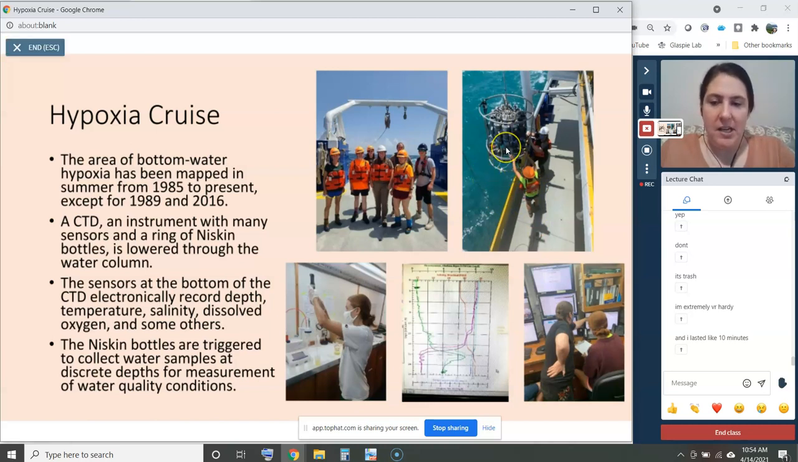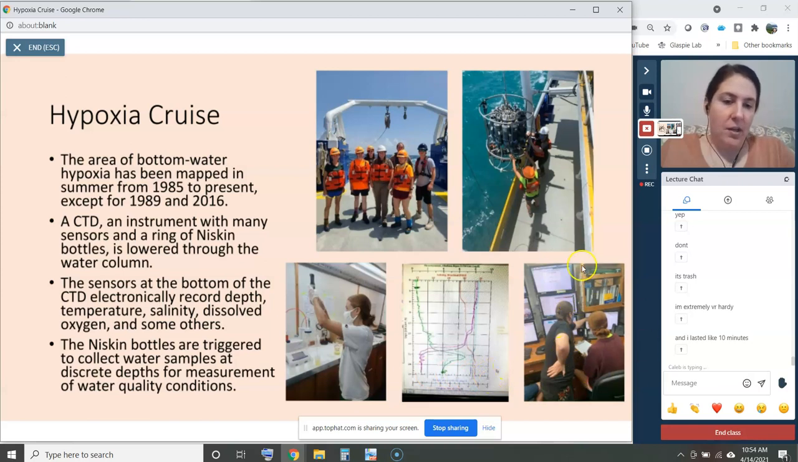The sensors at the bottom of the CTD record depth, temperature, salinity, dissolved oxygen, and others. This is a picture of the panel in the control room that's tracking the CTD as it goes through the water column. And on this picture, these purple lines are the dissolved oxygen. So you can see throughout the top of the water column, we get a lot of dissolved oxygen. Then we reach an area that has stratification and that dissolved oxygen drops quickly. And then we get values that are really harmful for life. In this station, these values were around 1. So we wouldn't have expected any life to be present there, near the bottom. And then the Niskin bottles get triggered to collect water samples.